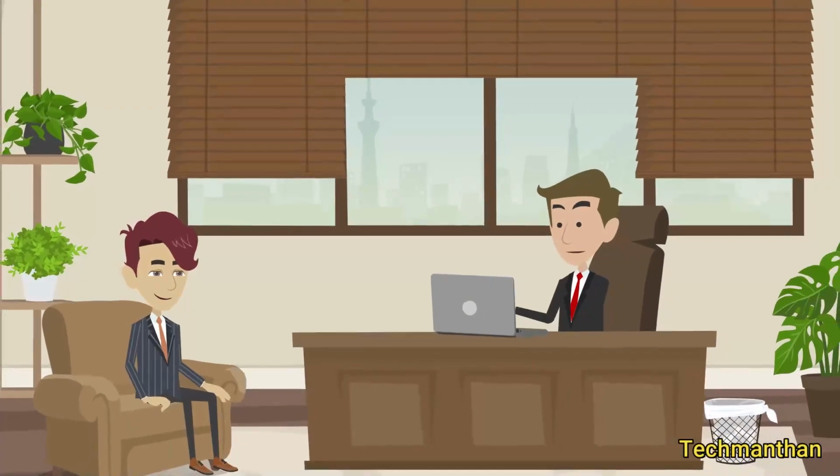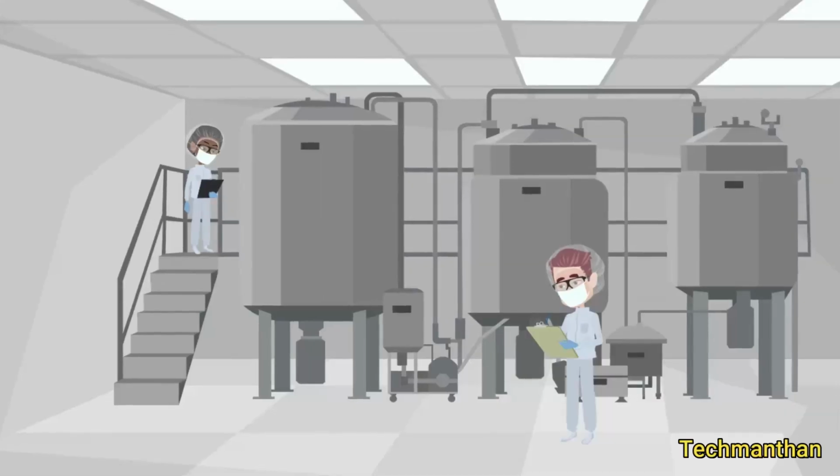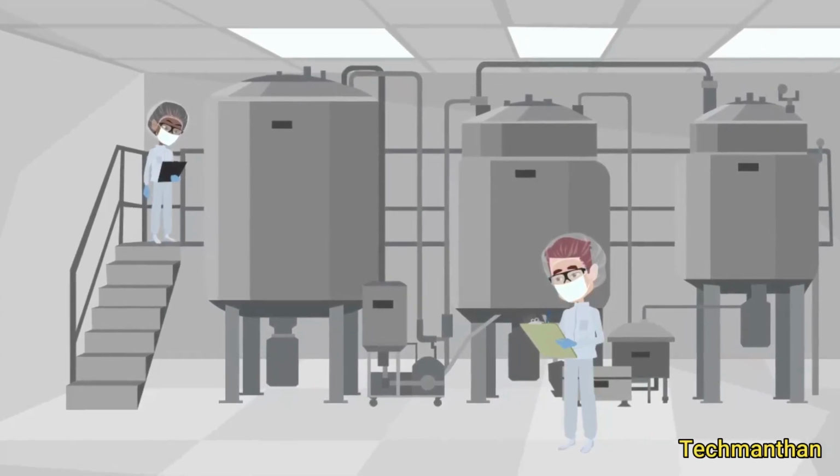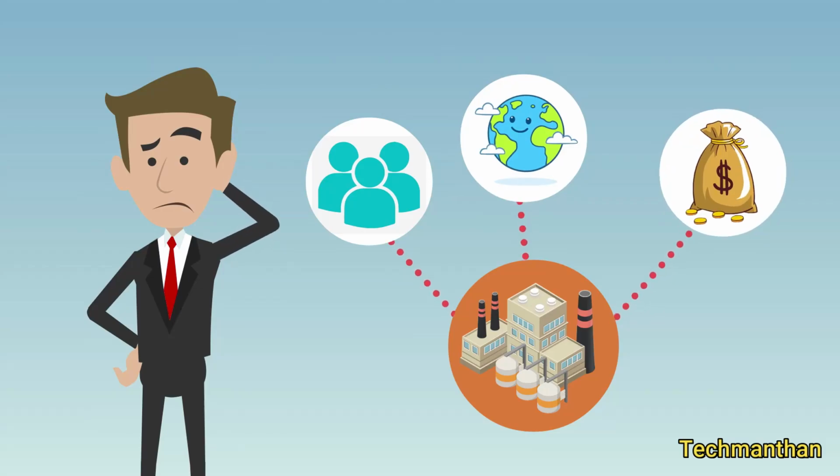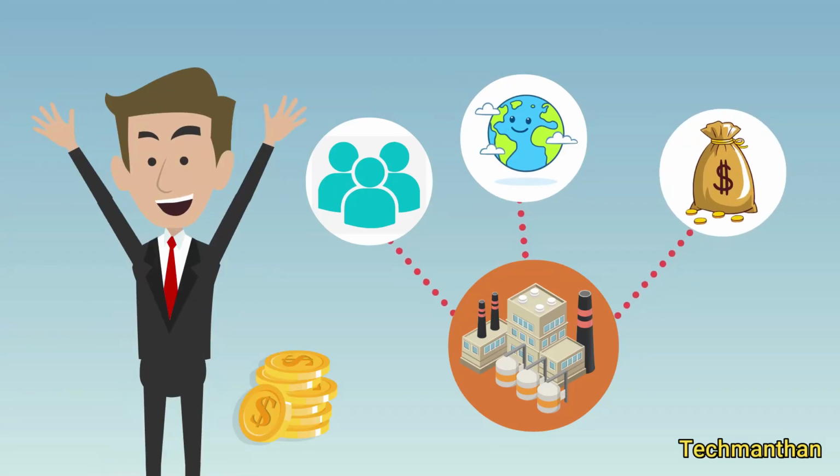Hi Rajesh, I'm undertaking the construction of a manufacturing plant for specialty chemicals. How do I ensure safety to people, environment, and assets so that my business is profitable and sustainable?